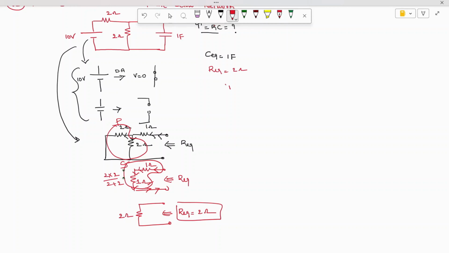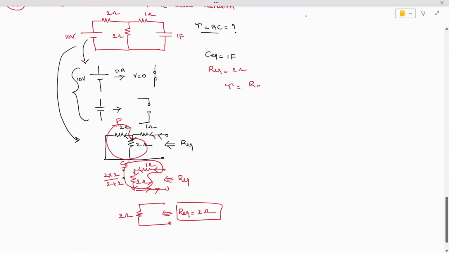The formula for time constant tau is equal to RC. It is nothing but R equivalent into C equivalent. R is 2 and C is 1. Therefore the time constant you are going to get for the given problem is 2 seconds. Hope you are able to understand.